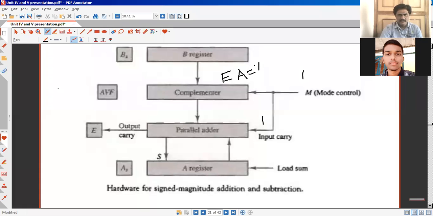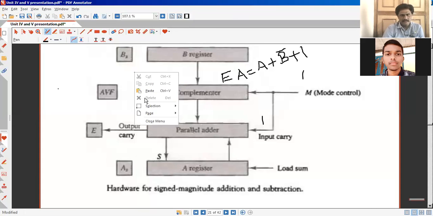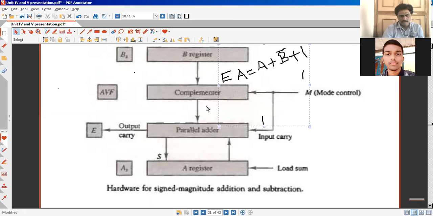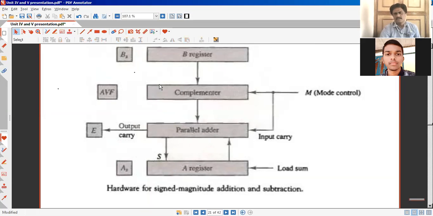I'm going to do subtraction: A plus B complement plus 1. So A plus B complement plus 1 is nothing but the subtraction, that is nothing but A minus B. So this hardware is used to do addition and subtraction. I want to perform A plus B.